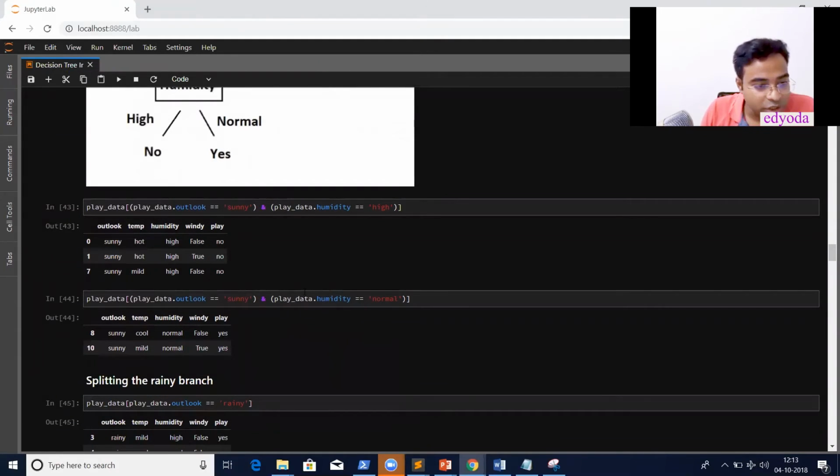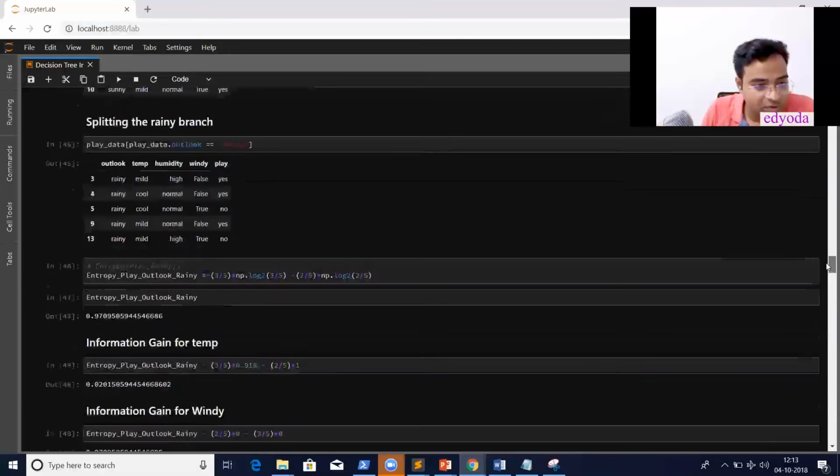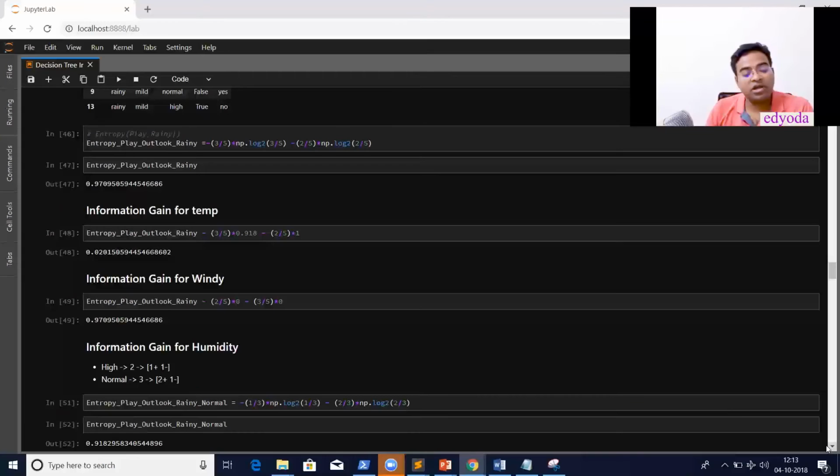Okay, so here, splitting the rainy branch. Okay, so this is the data which is rainy here. So let's calculate the entropy of this data. So we can see 3 by 3 and 2. So that is what the math says. So this is the entropy of this data. Now we want to know what is the information gain when we split it by temperature.